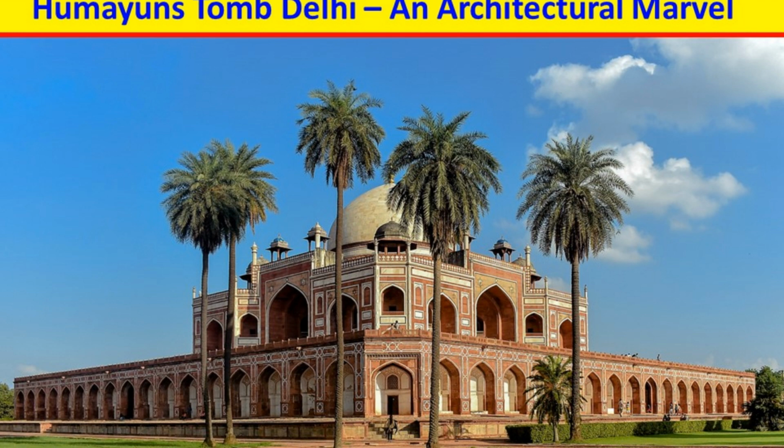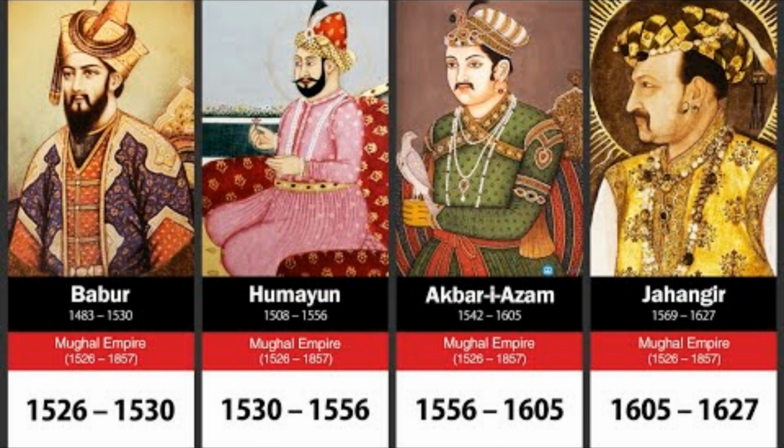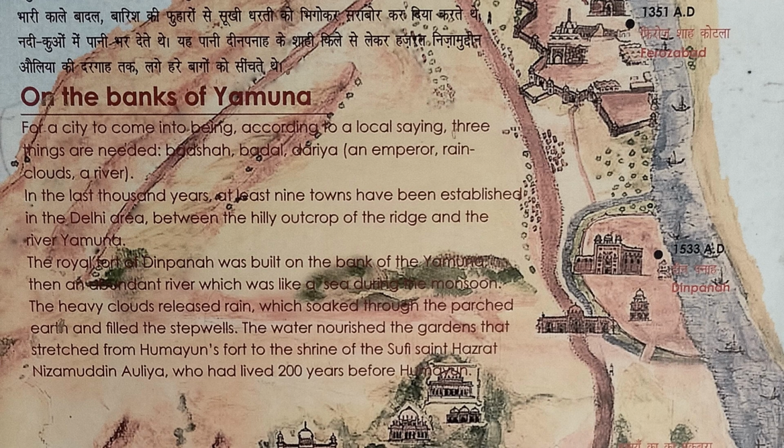Humayun was a son of Zahiruddin Muhammad Babur, the first Mughal emperor, and the father of the great Jalaluddin Muhammad Akbar. In 1533 CE, Badshah Nasruddin Muhammad Humayun ordered the construction of the city he called Din Panah, or the refuge of the faithful.